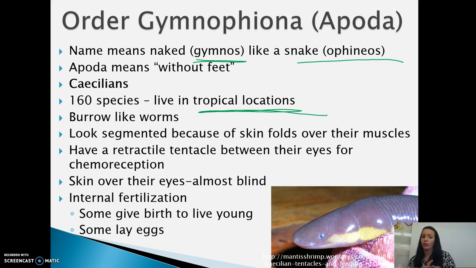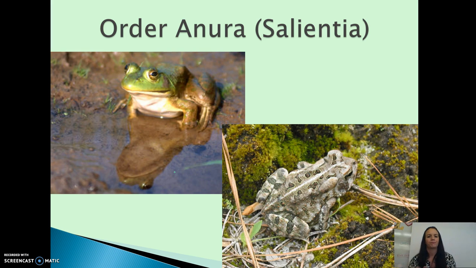It's also important to note that they use chemoreception, and they do this with a tentacle that's actually between their eyes. They do also have skin over their eyes, so they're almost blind, so they rely on their other senses. They do have internal fertilization, once again. Some of them will give birth to live young, though, and some will lay eggs.